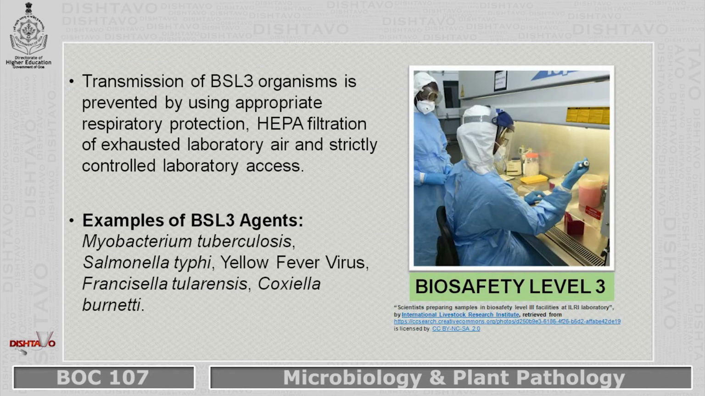Transmission of BSL-3 organisms is prevented by using appropriate respiratory protection equipment, HEPA filtration of exhausted laboratory air, and strictly controlled laboratory assays. Examples of BSL-3 agents are Mycobacterium tuberculosis, Salmonella typhi, yellow fever virus, Francisella tularensis, and Coxiella burnetii.